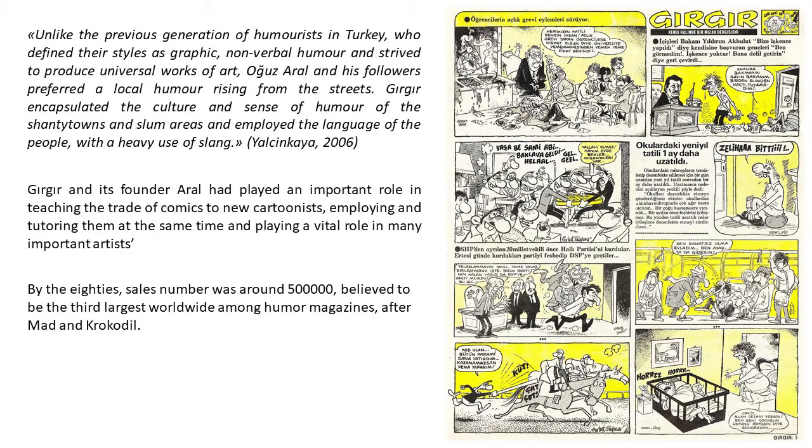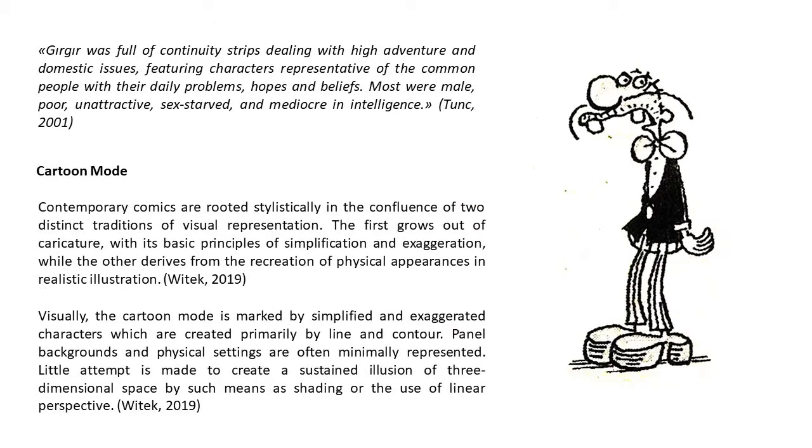By the 80s, sales were around 500,000, believed to be the third largest worldwide among humor magazines after Mad and Crocodile. Tunç says that Gırgır was full of continued strips dealing with high adventure and domestic issues, featuring characters representative of the common people with their daily problems, hopes and beliefs. Most were male, poor, unattractive, sex-starved and mediocre in intelligence. By doing this, the style of Oğuz Aral and the magazine could be considered as cartoon mode.